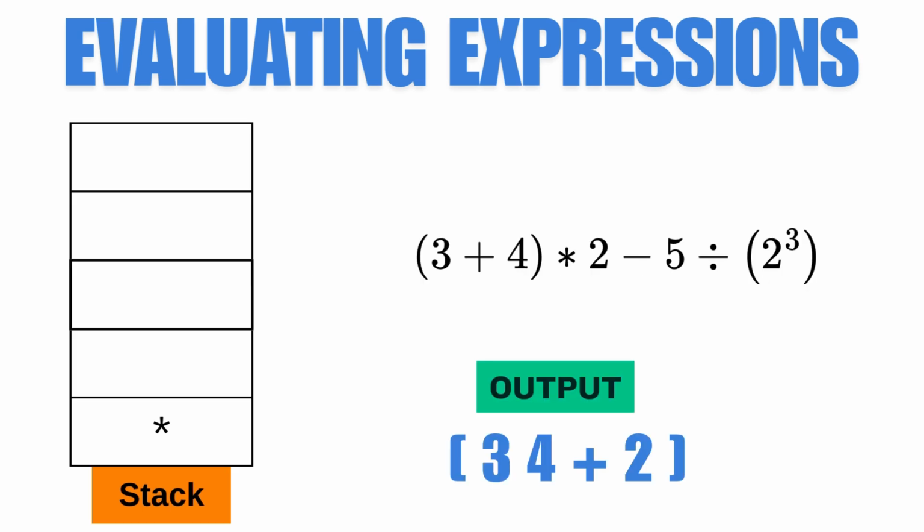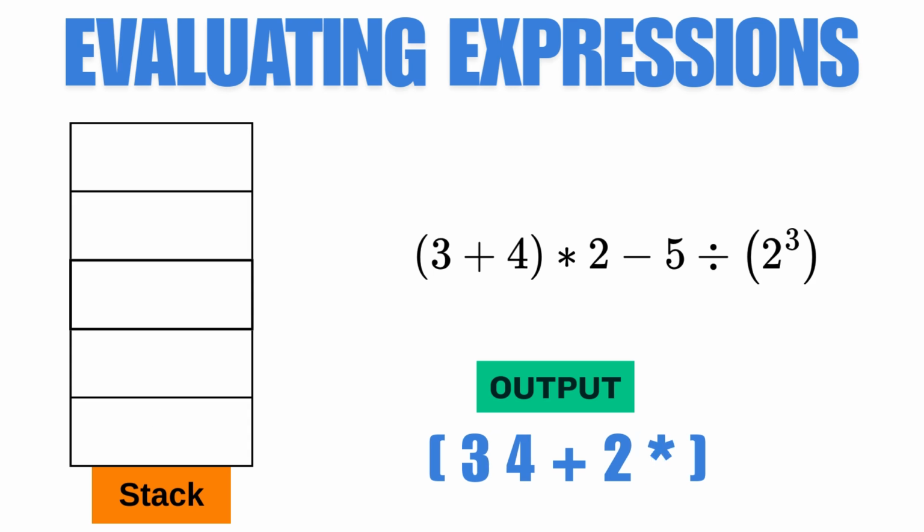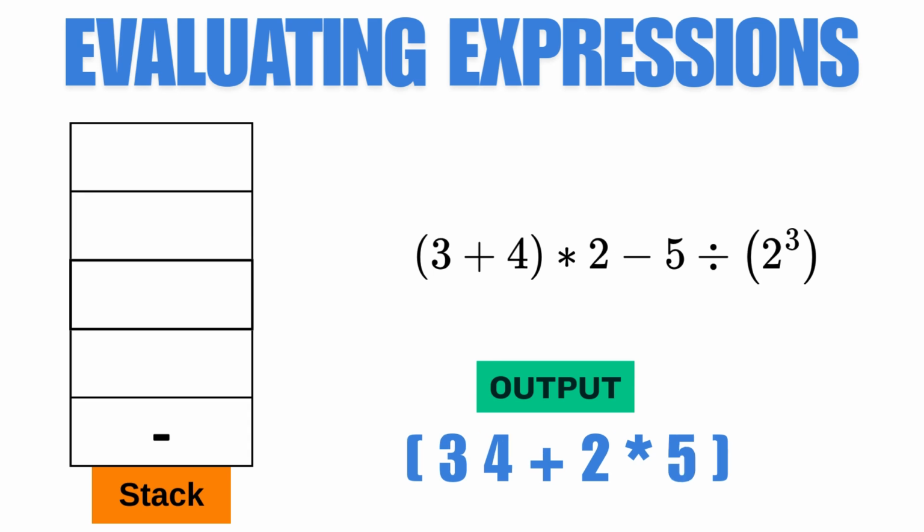Here, we have minus, a left associative operator, which has lower precedence than the operator on the top of the stack. So we pop the stack, which has only one item, and add it to the output. Then we push the minus operator to the stack. The next item is 5, so it is added to the output. Then we have a division operator. If the incoming operator has higher precedence than the one on the top of the stack, we must push the operator to the stack. So we push the division operator to the stack.